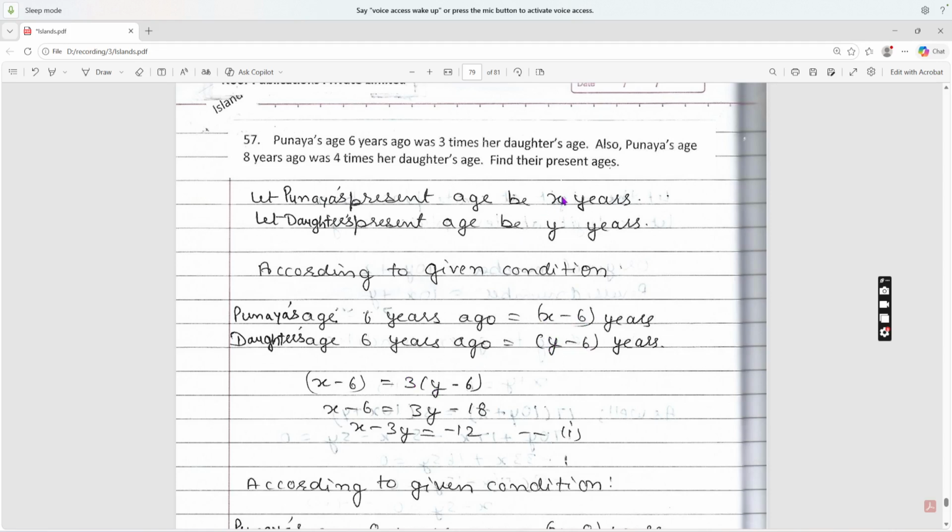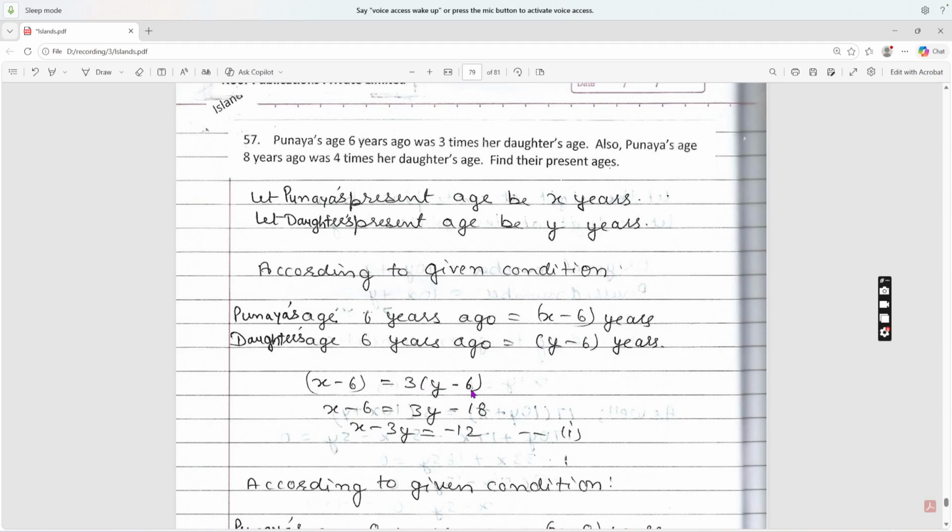Now according to the question, we will also see Punya's age 8 years ago. Okay, before that we will see this ratio, which is 3. What was Punya's age 6 years ago? x minus 6. Whenever "was" or "is" is written, we put the sign of equality. So Punya's age 6 years ago, x minus 6, was equal to 3 times her daughter's age. What was her daughter's age 6 years ago? y minus 6. So we put 3 into (y minus 6).